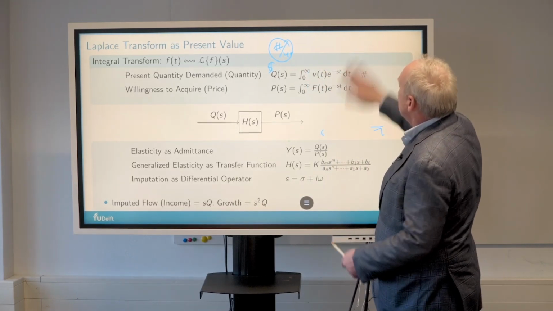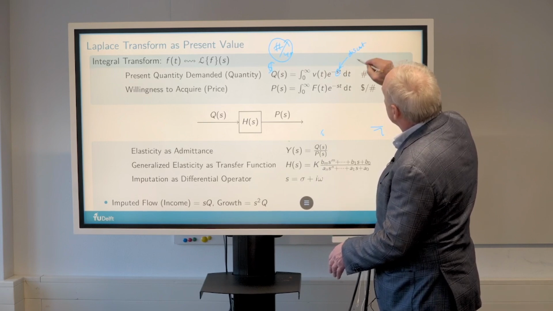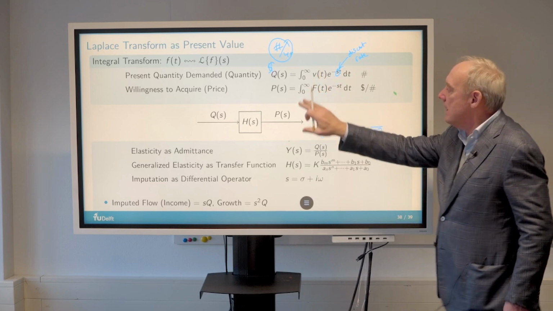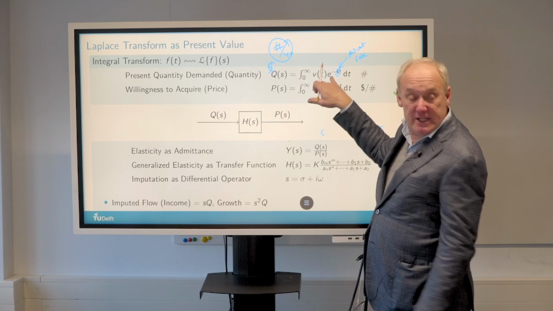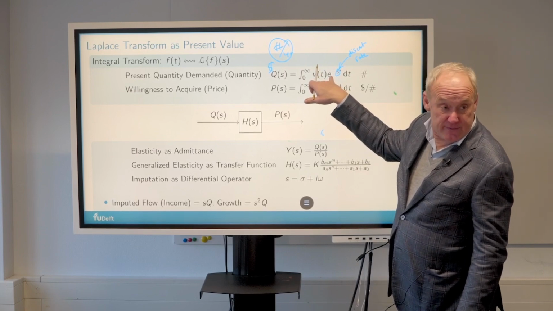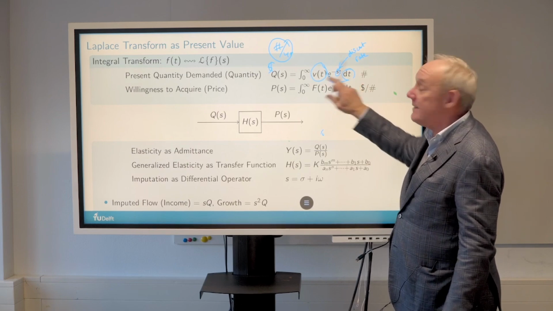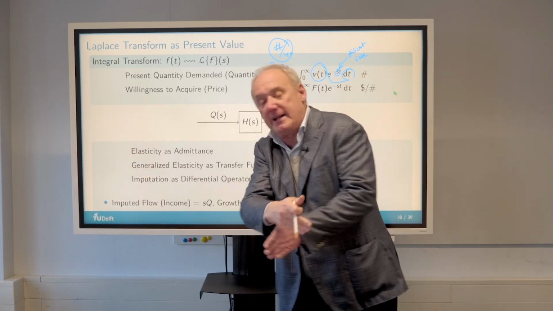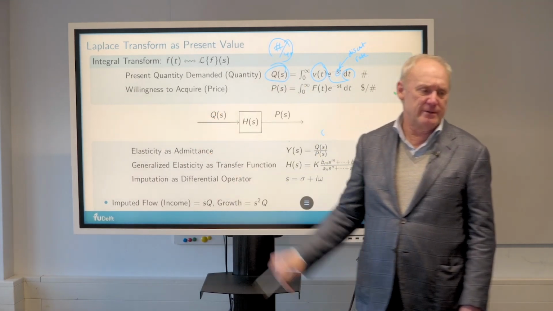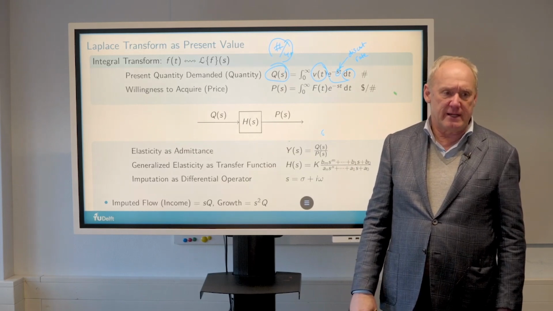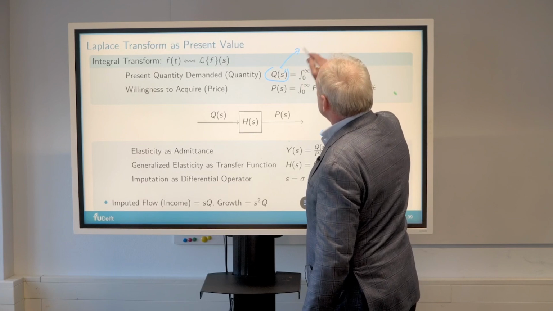Now, if you think of this s here as the interest rate or the discount rate, then what this thing is doing is taking an amount of money you receive at some time t, discounting it with this thing called the discount factor. This is the amount of money, V(t) dt, and then doing that for all future times, adding them up, and you get this quantity of money. And you know what that is called? That's called the present value. So the Laplace transform of a cash flow is called the present value.